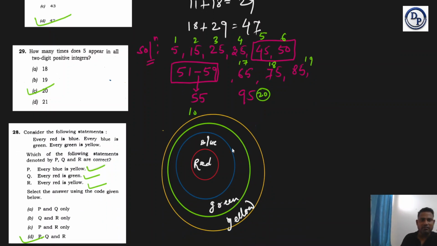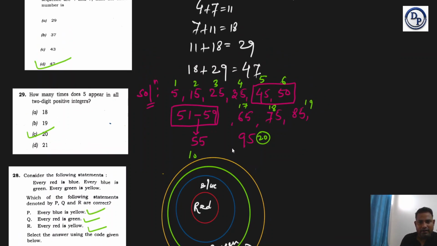What about 29? Now 29 we have to find. How many times does 5 appear in all 2 digit positive numbers? So here we have to take into consideration that these are 2 digit positive numbers. So what will be the answer?